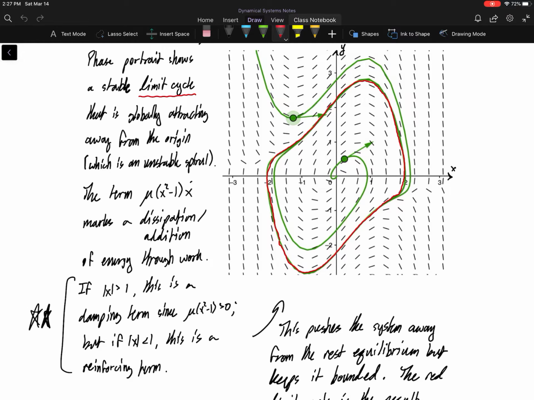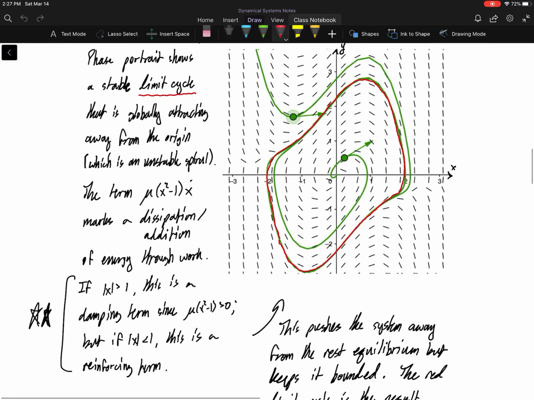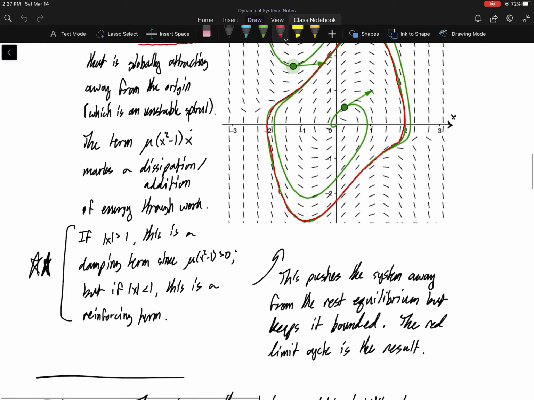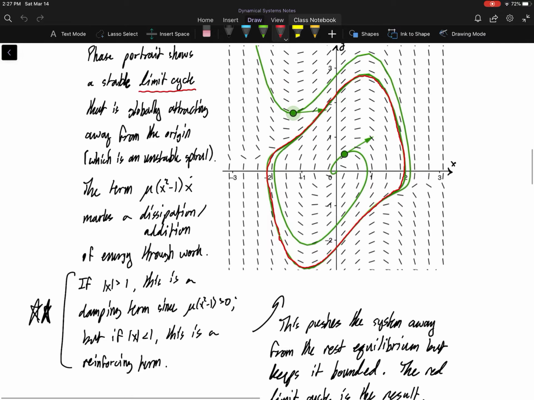So this is one of the routes, shall we say, to a limit cycle: you can produce it by making sure you have an instability or stability at the origin, and you reverse that stability when you're far enough away from the fixed point. So in this particular example, we are pushing solutions away from the origin, but keeping them bounded. And the red limit cycle is what's produced in the limiting set, or the limiting behavior.